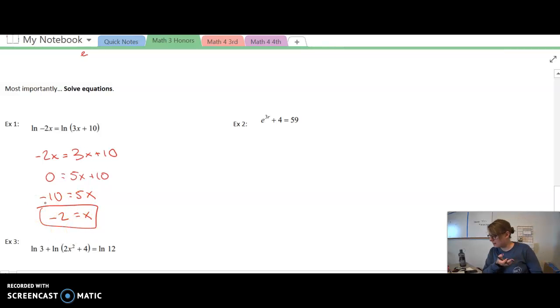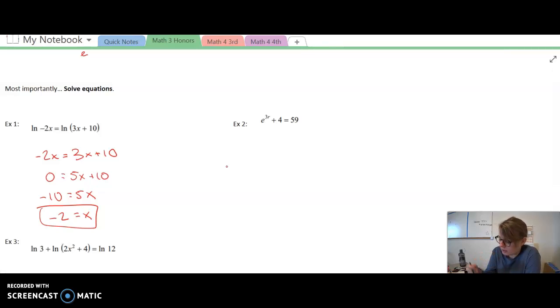Right? Not too bad. Same thing with common log equations. It's just now we have natural logs. So now let's move on to example number 2. This one's a little bit different. So for this one, we have e raised to the 3r plus 4 equals 59.